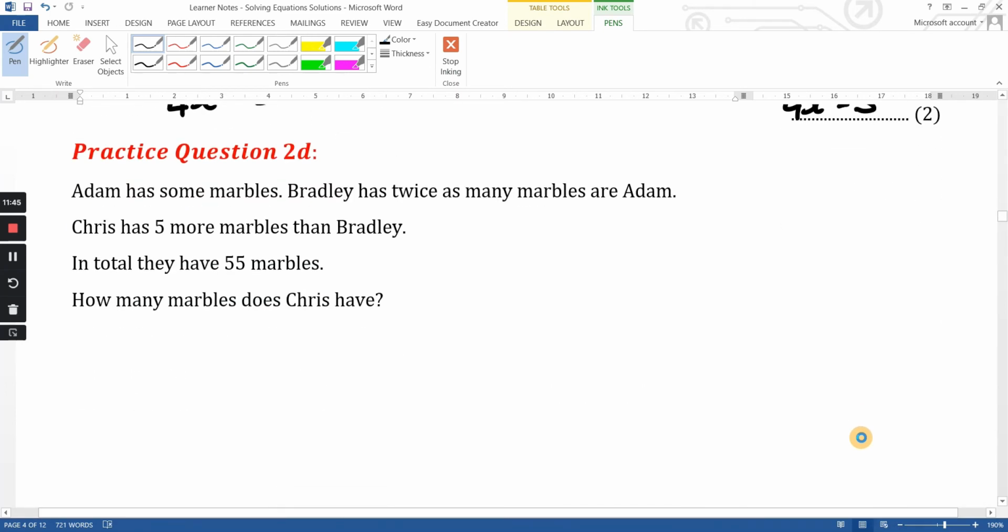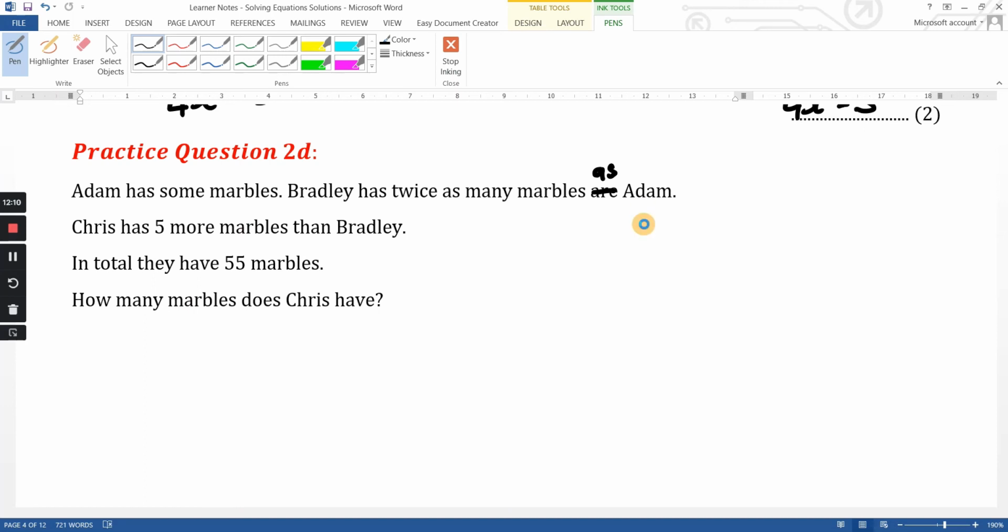Adam has some marbles. Bradley has twice as many marbles as Adam. That should say, as Adam. Chris has 5 more marbles than Bradley. In total, they have 55 marbles. How many marbles does Chris have? Right, so Bradley has twice as many. Chris has 5 more marbles than Bradley.